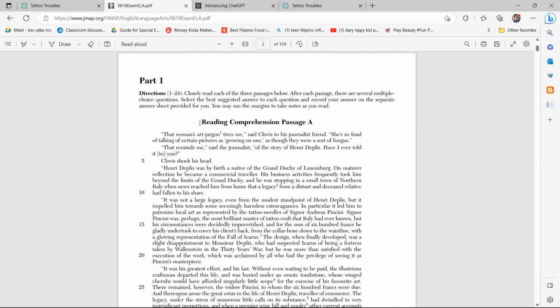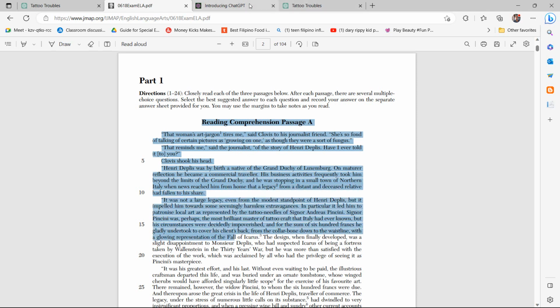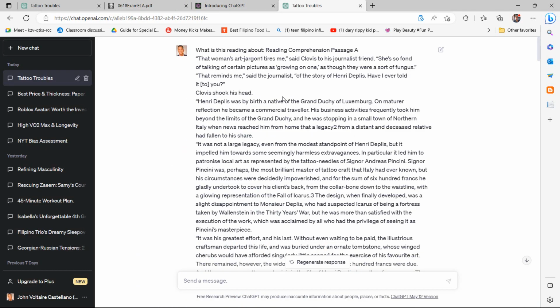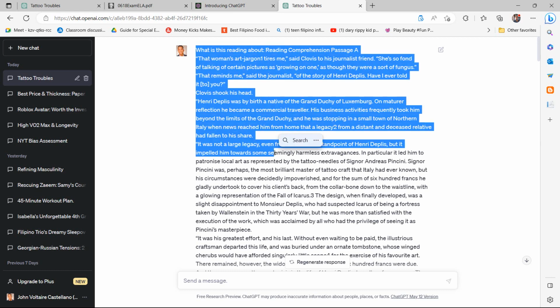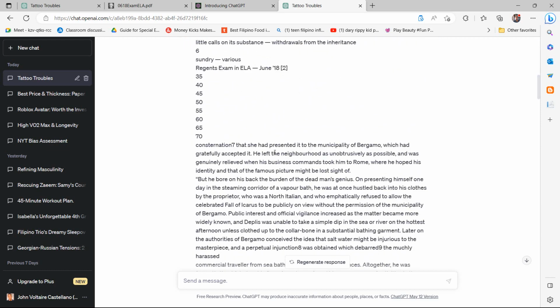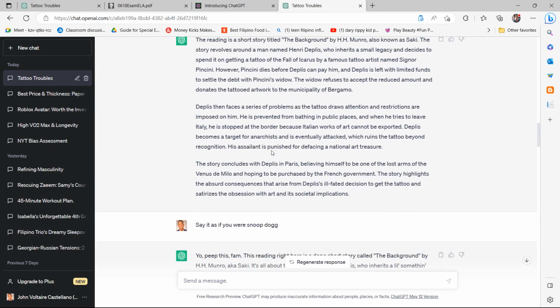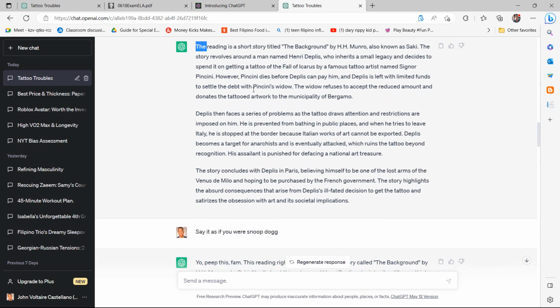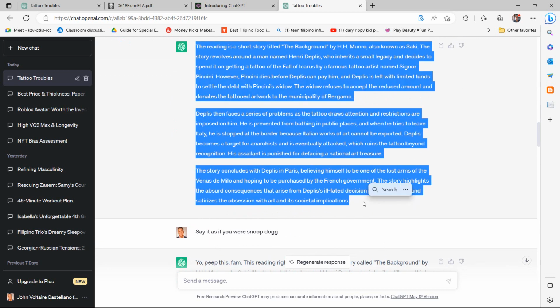This is what you do. You take the reading, you copy the whole thing. You go to ChatGPT and you ask it, what is this reading about? Then you paste the entire reading there, and ChatGPT will summarize it for you. Okay? You don't like the tone of voice?